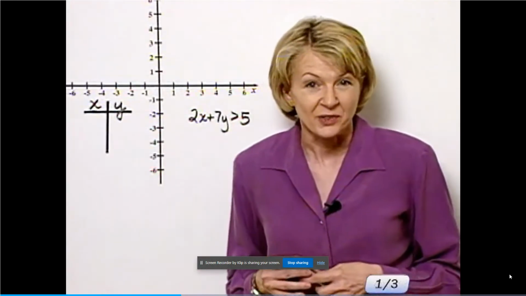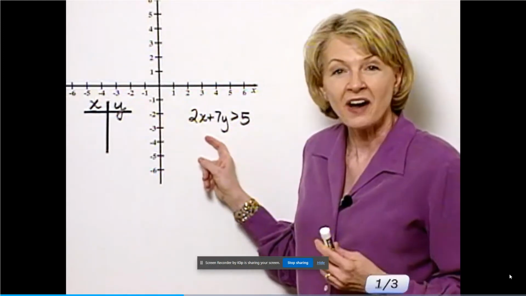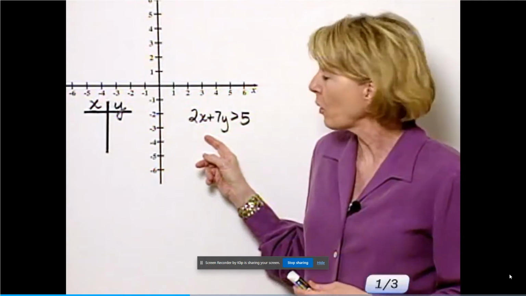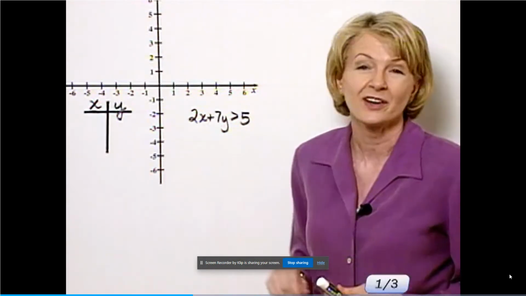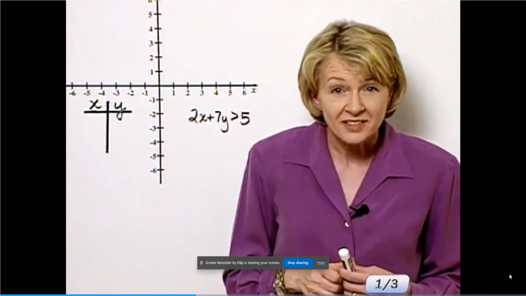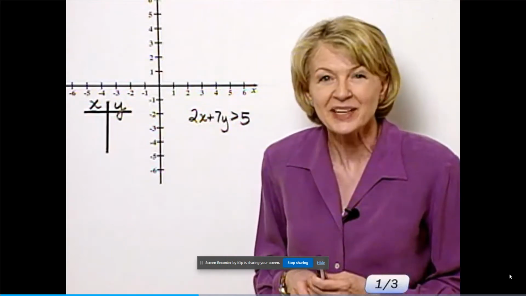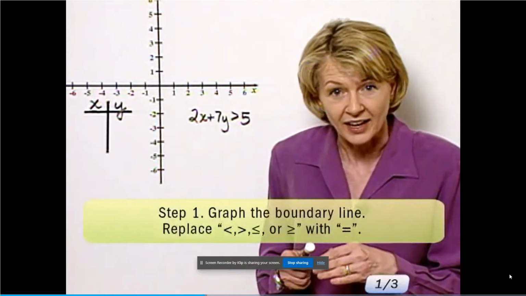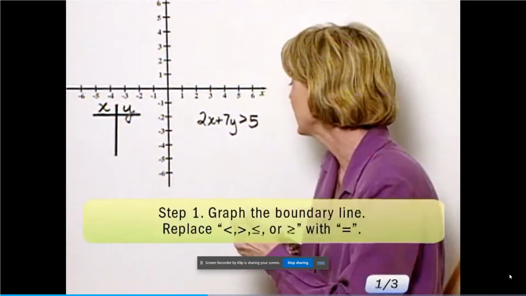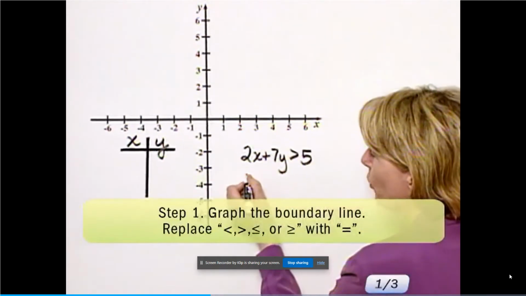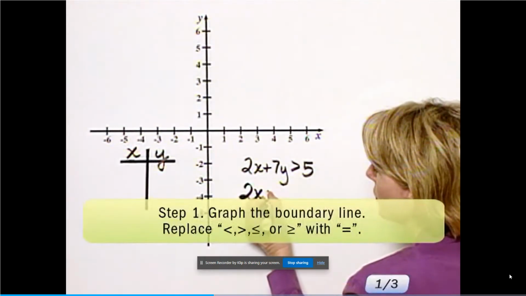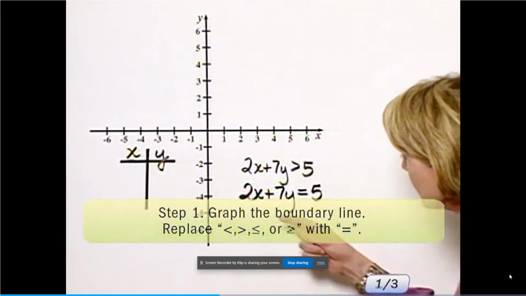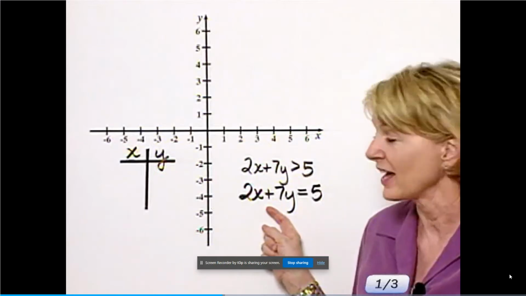So now let's practice graphing. Let's graph the following, and this is called a linear inequality, once again, in two variables. So what are our steps? To graph a linear inequality in two variables, we first find the boundary line, and to find the boundary line, we replace this inequality symbol with is equal to. This is what we use to find the boundary line.